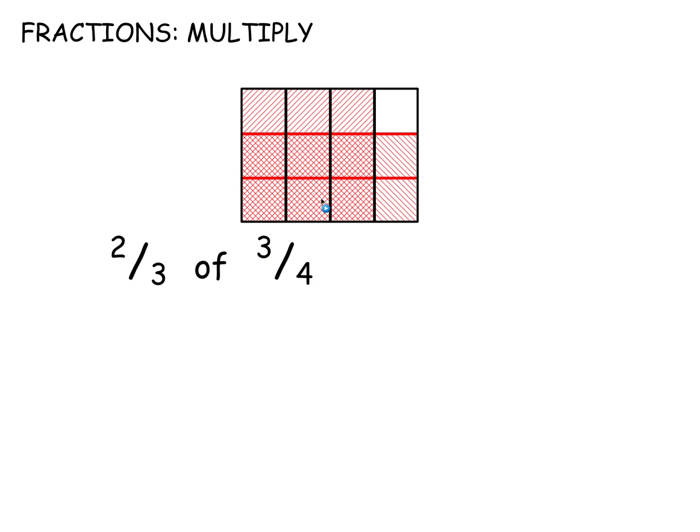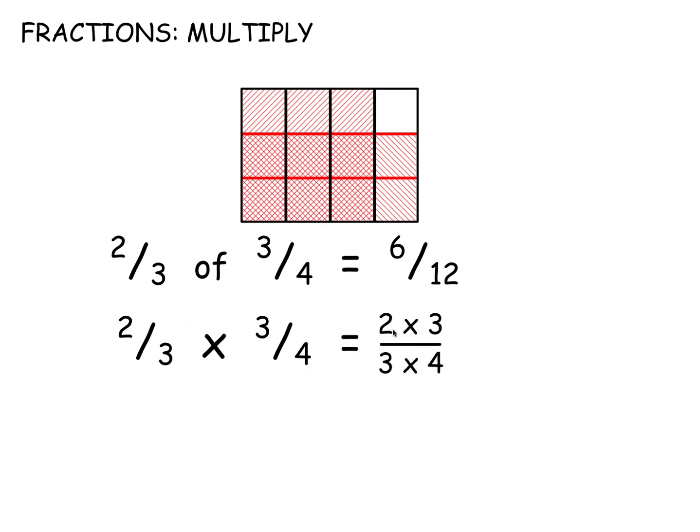So that's 6 parts out of 12 cross shaded here. So 2/3 of 3/4 has to be 6/12. 6 parts here out of the 12 bits altogether. If you look at that, 2/3 of 3/4, 2 in the top times that 3 makes that 6, and 3 times that 4 makes the 12. In other words, it's the same as a multiplication. Of is a multiplication. 2 times 3, 3 times 4. That's what's happened. You multiply the two numerators, you multiply the two denominators. So of means multiply.